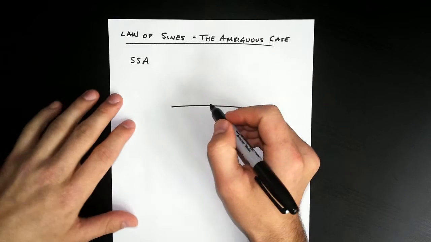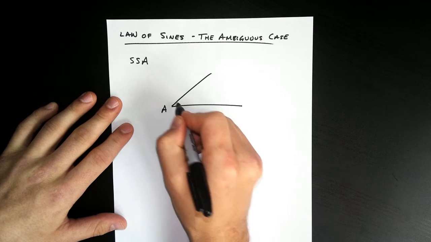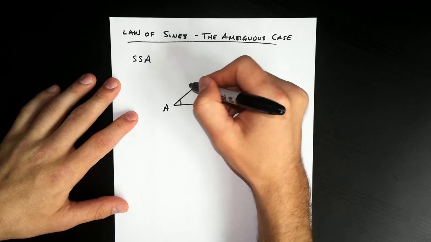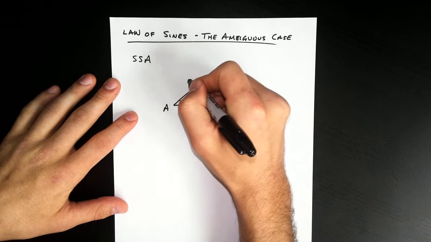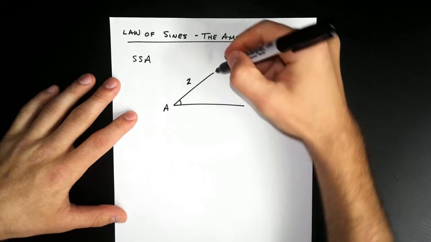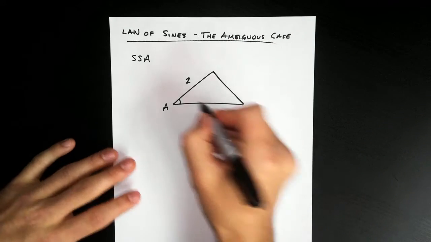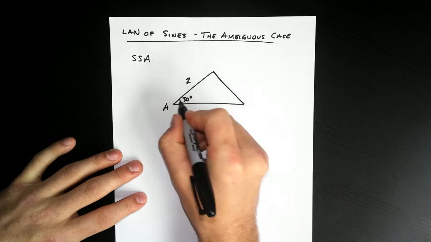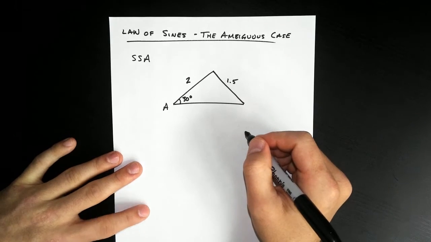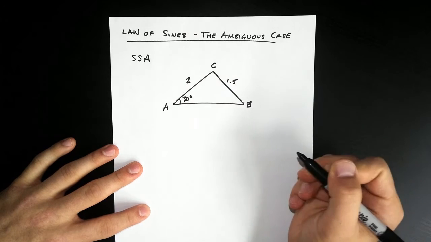So let's start here, and let's say we know this angle. So we know angle A, we know how big this is. And let's say this is one of the sides that we know. I'll just put a number here. Let's say this is 2. And then across from angle A, we know this other side. Let's say this is a measure of 30 that we know, and then across from that, we know this side length is 1.5. So let's say this is B and this is C.